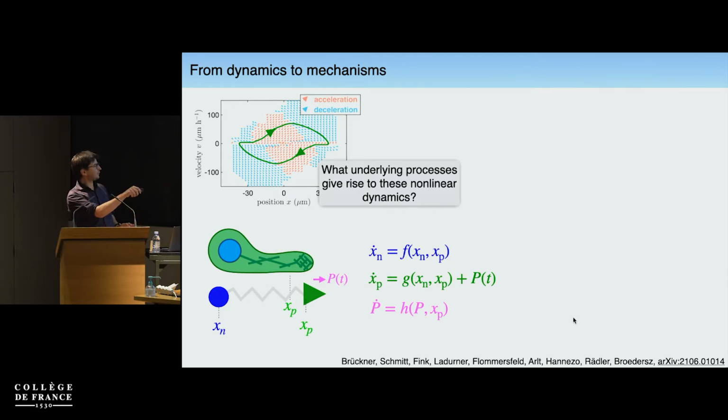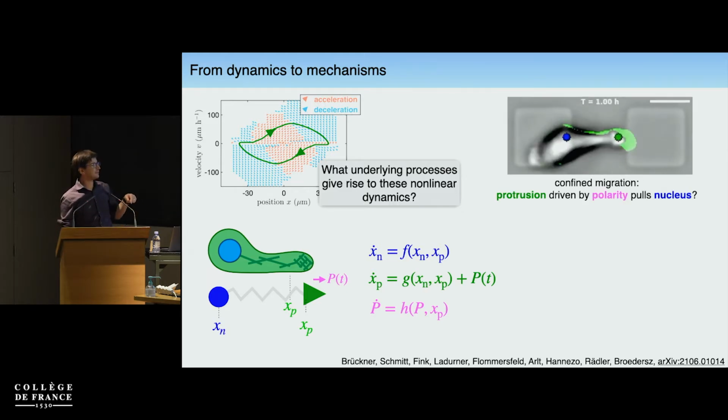Another variable that is very important here is the polarity, which is assumed to be some internal state of the system that drives the dynamics of the protrusions. Okay, so far this is a very general model and it doesn't teach you anything yet. So how could we actually go about constraining such a model using the data as a guide?